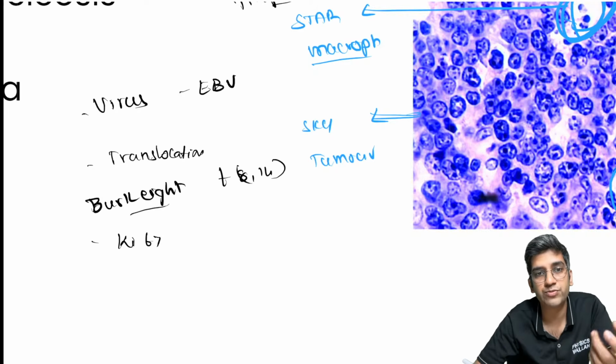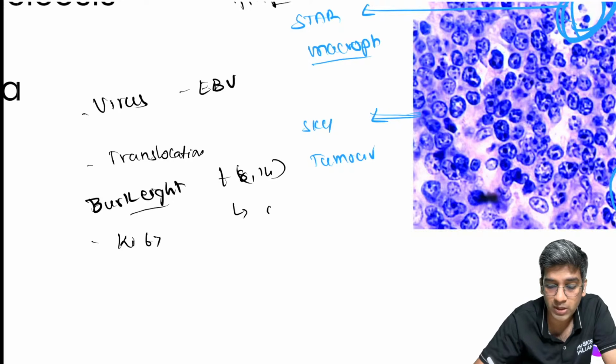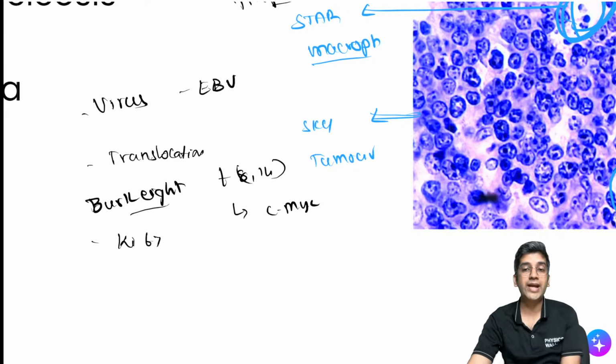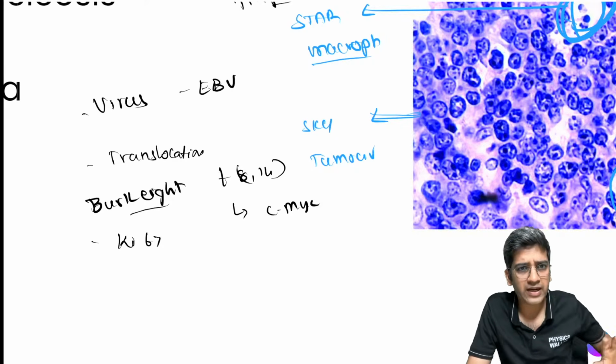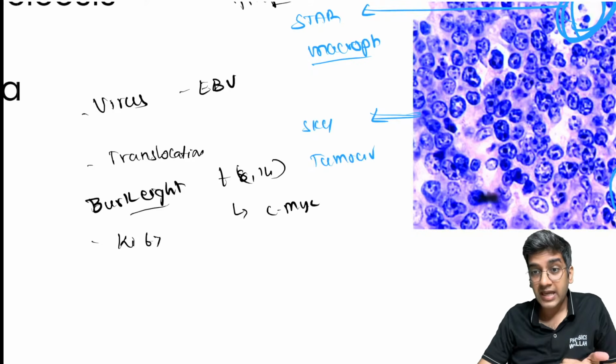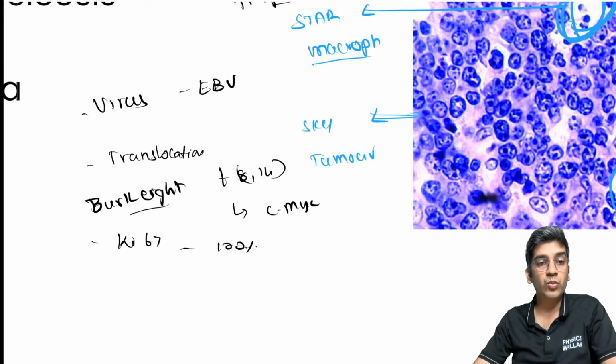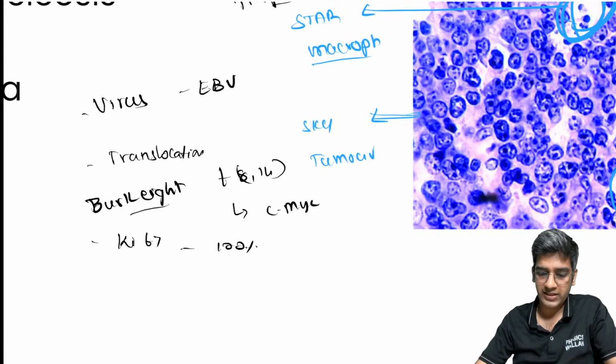So 8;14 is Burkitt lymphoma, and in the 8th chromosome we have a gene called the C-MYC gene, or MYC gene also is good enough, right? Great. 8;14, 2;8, 8;22 are the three translocations, but if you remember 8;14, that's enough for me. Ki67, like Mandyam said, is close to 100%. The only tumor which can have 100% Ki67 is Burkitt's lymphoma, fine?